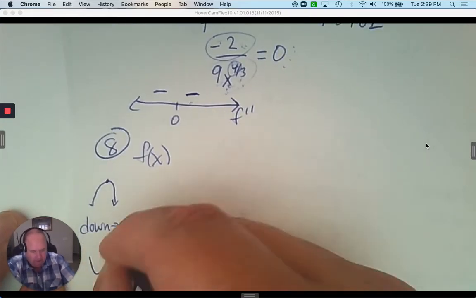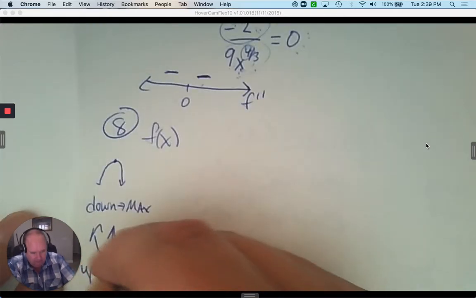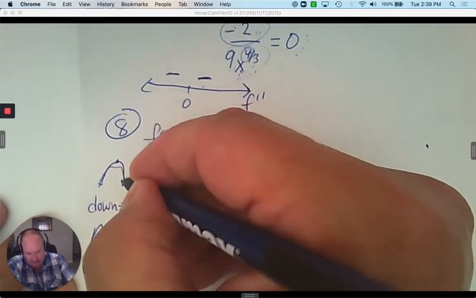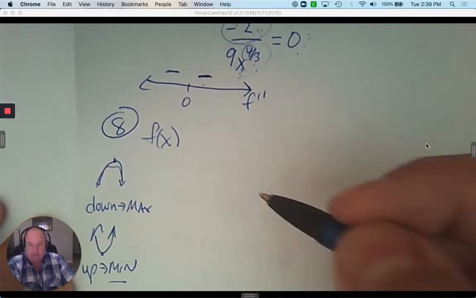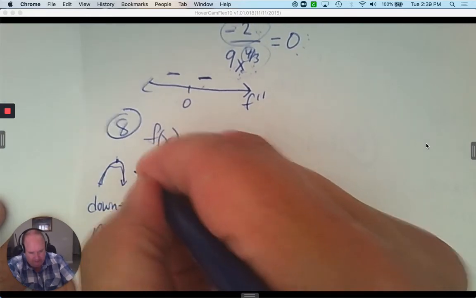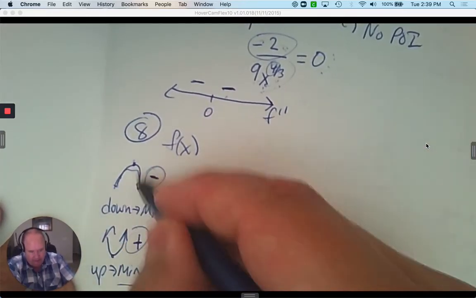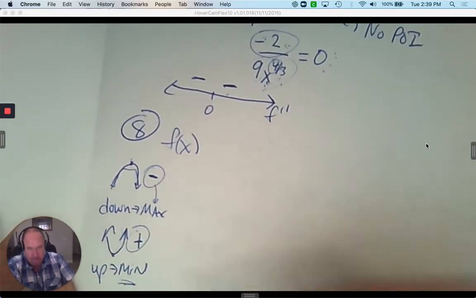If it was concave up, it creates a minimum. It's a little bit counterintuitive unless you draw it. So concave down creates a maximum. Concave up creates a minimum. So just be aware that when it's negative, concave down, maximum, positive concavity, minimum. So we'll practice that.